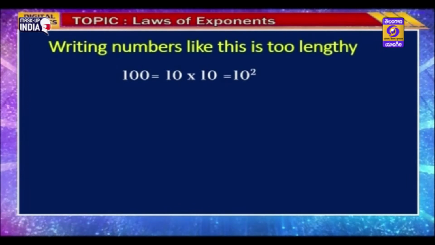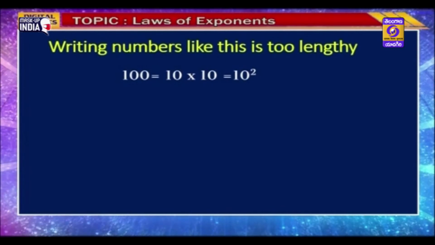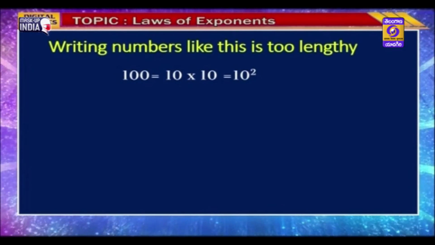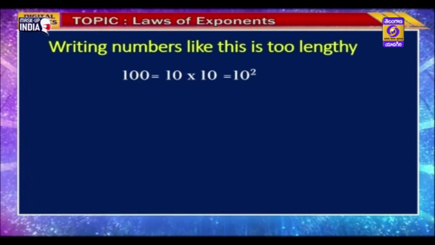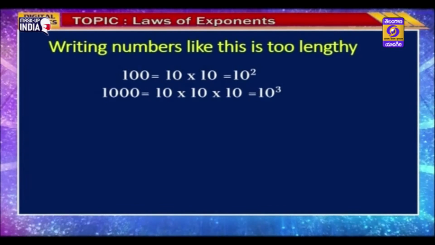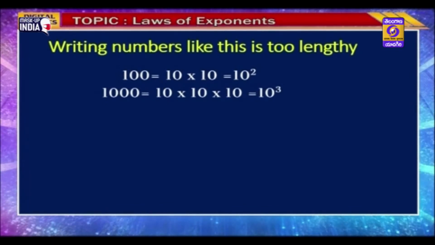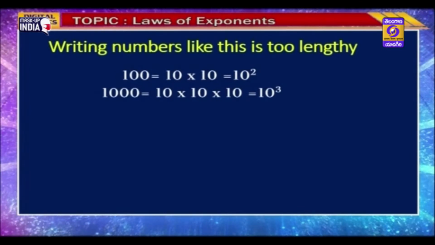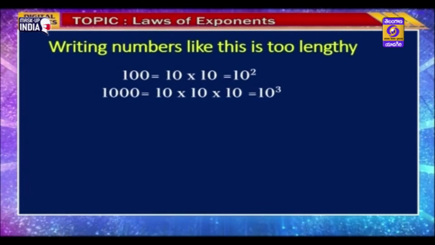Let us see. Here 100 can be written as 10 into 10. How many tens are multiplied? 2 tens. Therefore, we can write it as 10 to the power of 2. See here 1000. In 1000 how many zeros are there? 3 zeros. So 1000 can be written as 10 into 10 into 10, that is 10 to the power of 3.